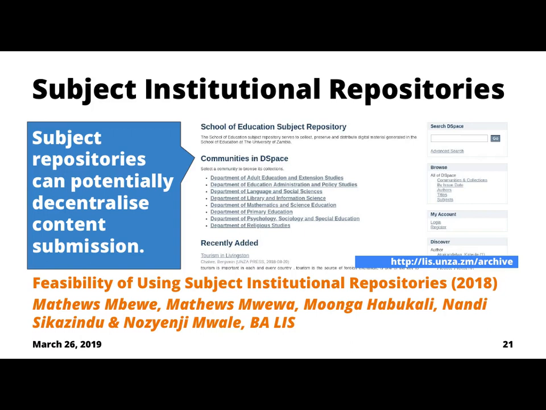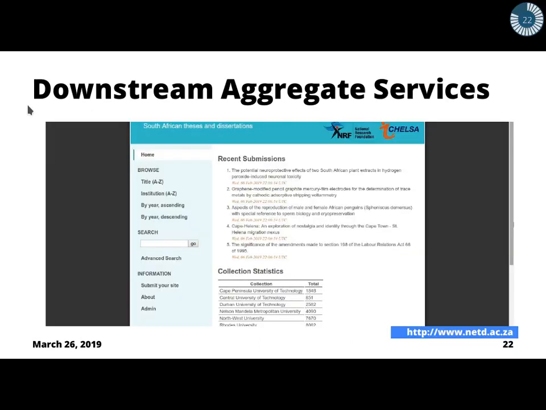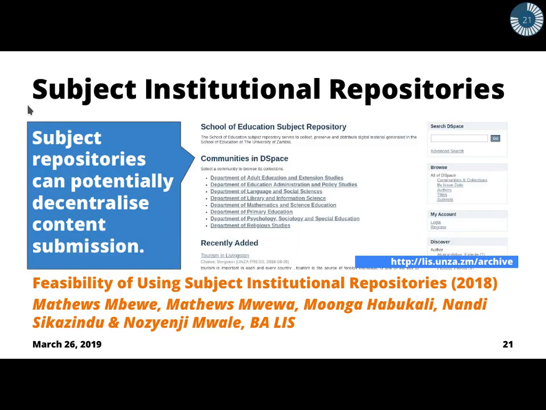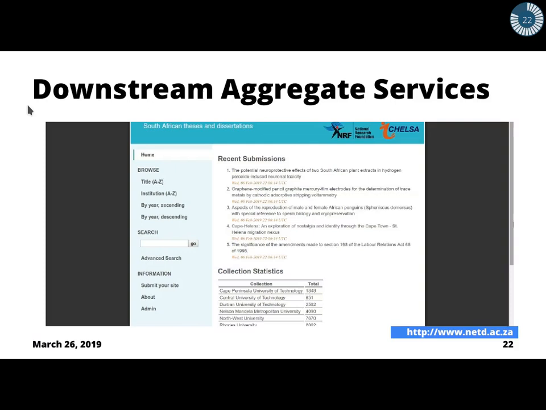I worked with a group that didn't really do a very good job. If you read their report, it's full of flaws and mistakes. But I put them online nonetheless, right? And then we're suggesting downstream services as well, right? We're trying to work towards something similar to what is done around the world.